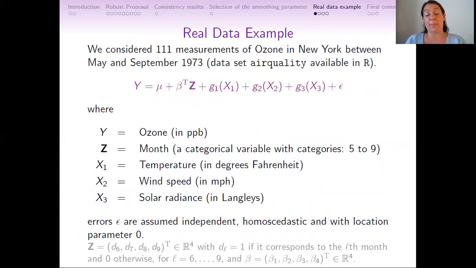With a real data example, we want to compare the performance of the robust proposal with its classical counterpart. We considered 111 measurements of ozone in New York between May and September 1973, corresponding to the air quality dataset available in R. Here, the ozone is modeled as a partially linear additive model, with its linear part corresponding to the categorical variable month, and 3 additive components corresponding to temperature, wind speed, and solar radiation.